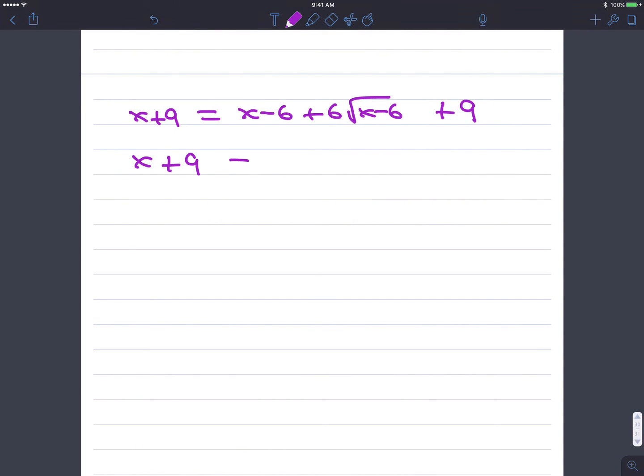x plus 9 becomes x plus 6 times the square root of x minus 6, and this is going to be plus my 3 now, because I combined my negative 6 with my positive 9, and that gives me plus 3. So I combined my like terms on the right side. As you guys can see, yes, it starts to become involved at this point. You solve for your radical.